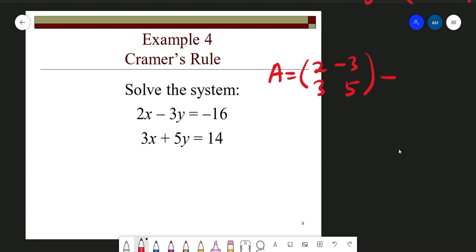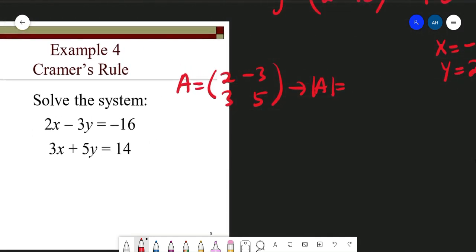So the determinant of A is equal to 2 times 5, which is 10, minus 3 times negative 3, which is negative 9, so it becomes plus 9. So it becomes 19.